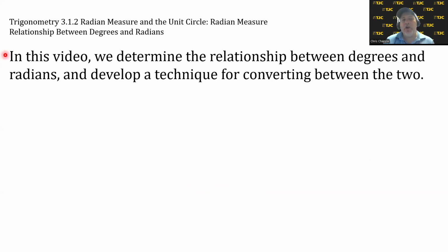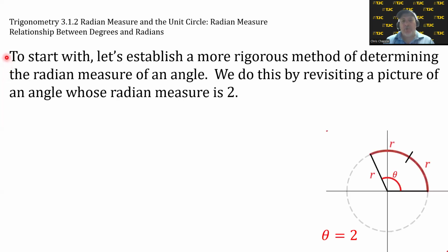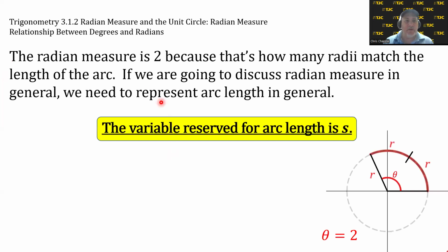In this video, we determine the relationship between degrees and radians and develop a technique for converting between the two. To start with, let's establish a more rigorous method of determining the radian measure of an angle. We do this by revisiting a picture of an angle whose radian measure is 2, which you see here. Marking off 2 of the radii along the circumference gives us an angle measure of 2 radians. Now, the radian measure is 2 because that's how many radii match the length of the arc.